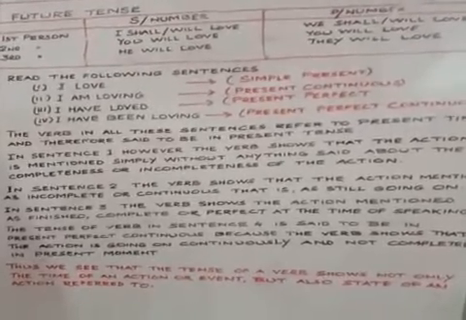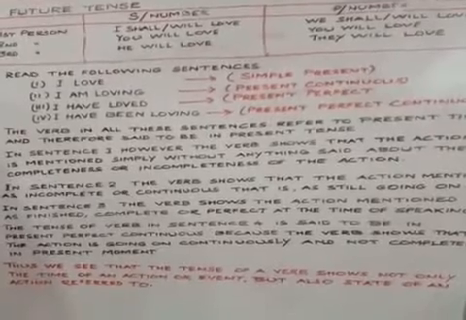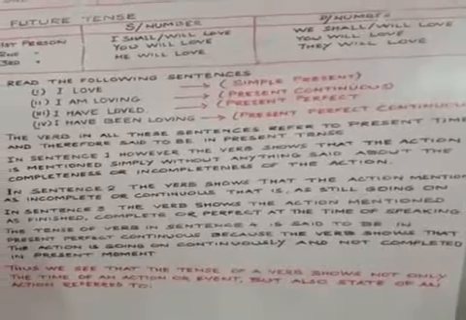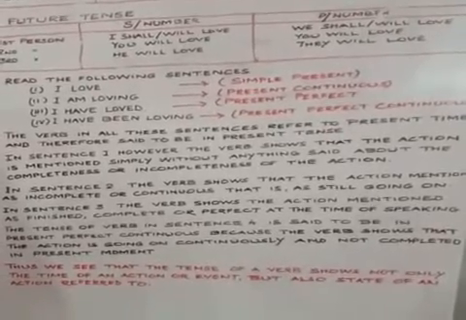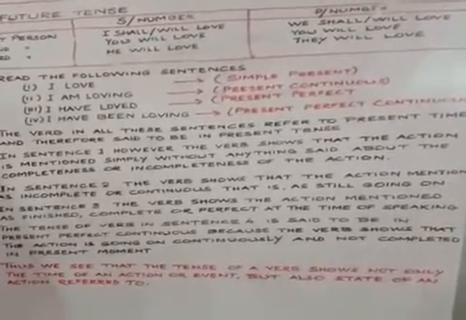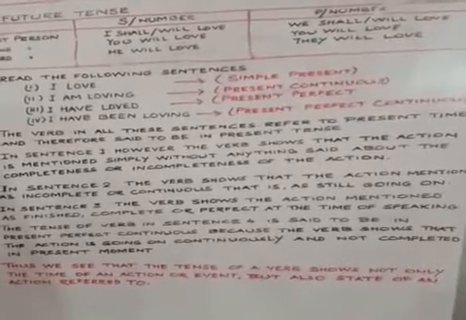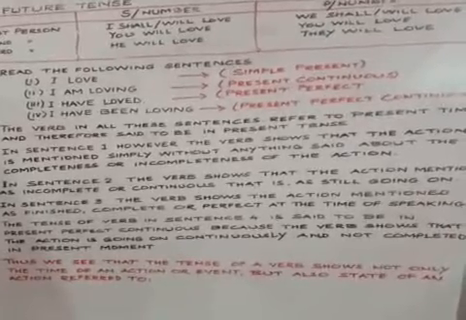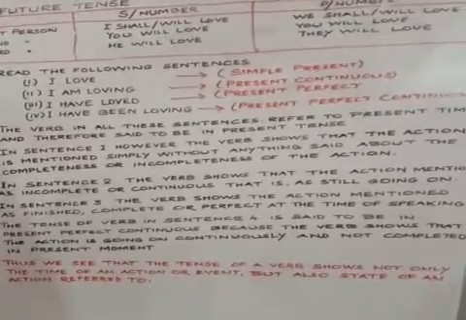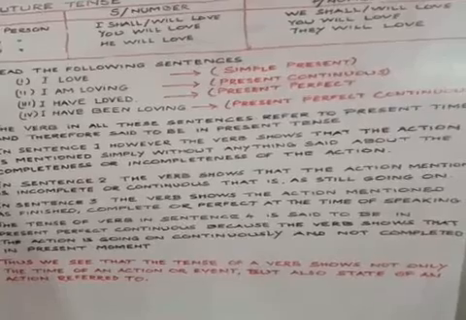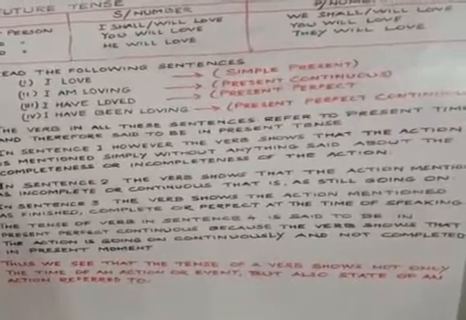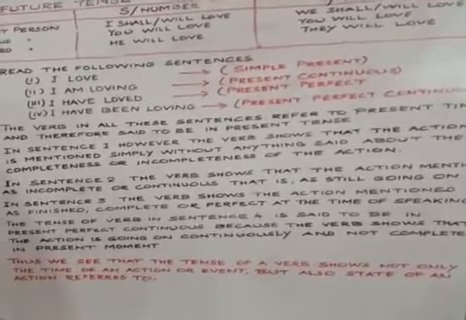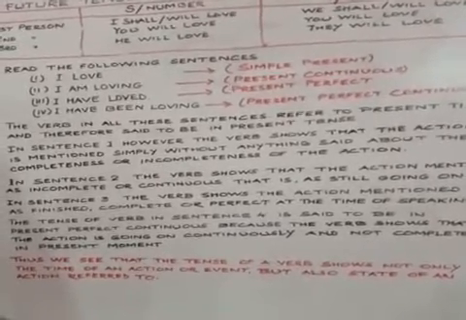Now, in sentence 1, however, the verb shows that the action is mentioned simply, without anything said about the completeness or incompleteness of the action. In the first sentence, I love, it does not show whether the action is complete or incomplete. Nothing is said of the action. It is simple present.